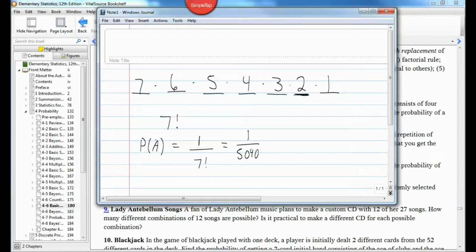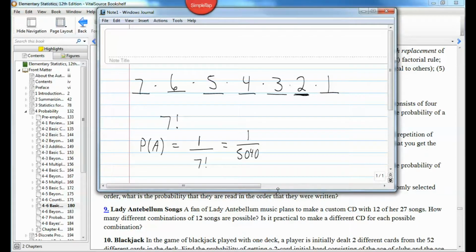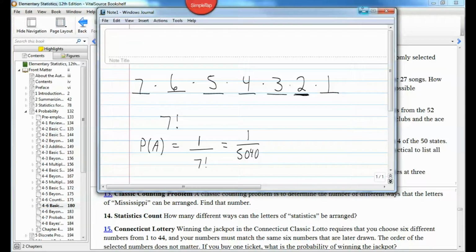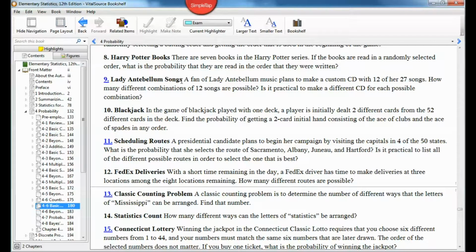So let's see how that would differ from maybe a combination or a permutation problem. Let's see if we can find one. Alright, I believe this is one. Number 9 looks like a combination or permutation problem. Lady Antebellum songs is the topic. A fan of Lady Antebellum music plans to make a custom CD with 12 of her 27 songs. How many different combinations of 12 songs are possible? Is it practical to make a different CD for each possible combination?